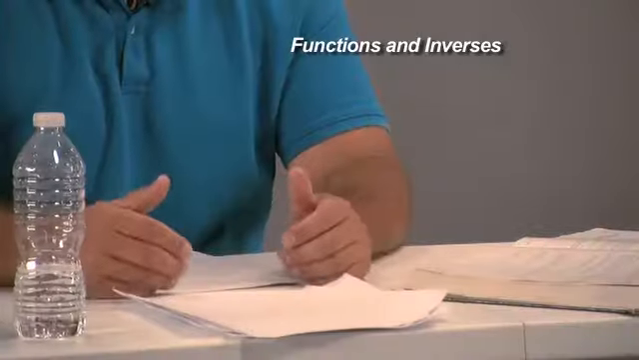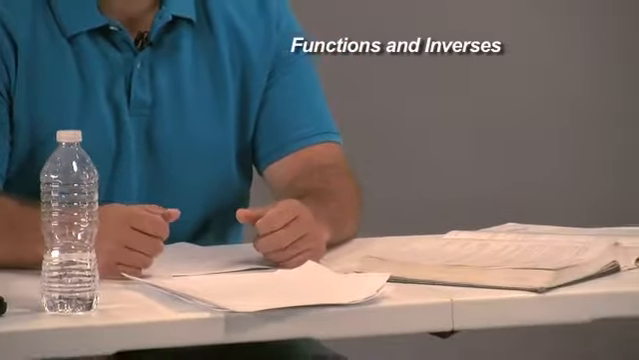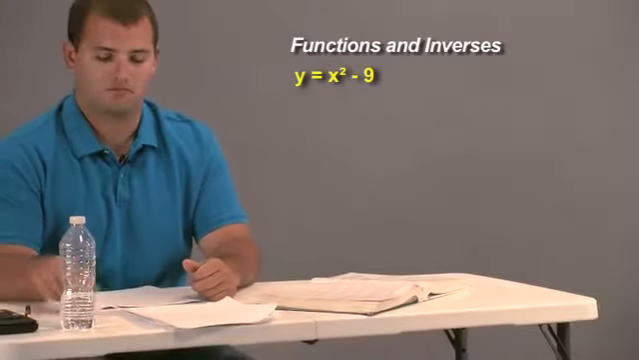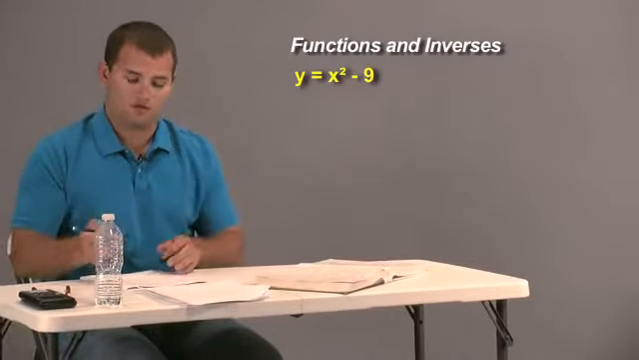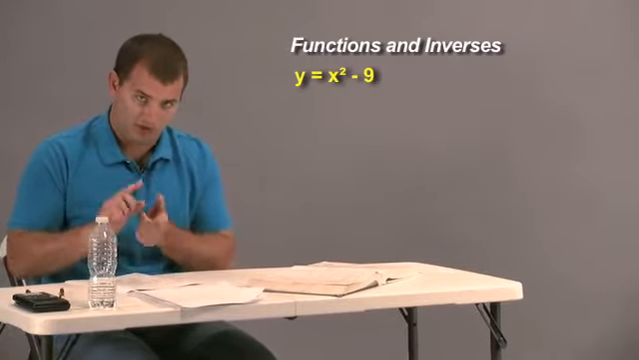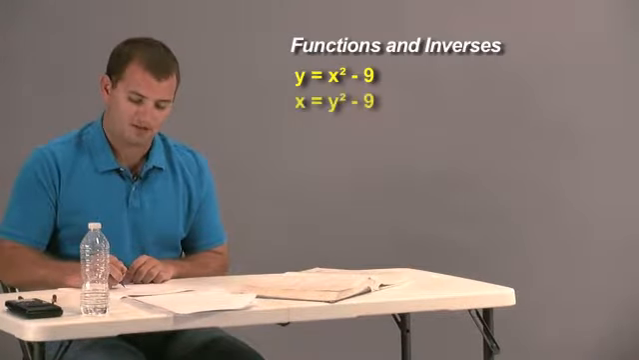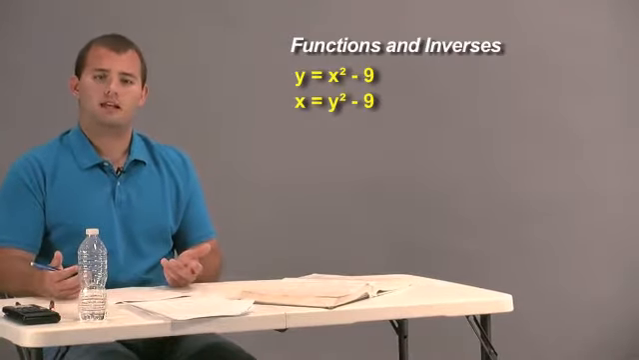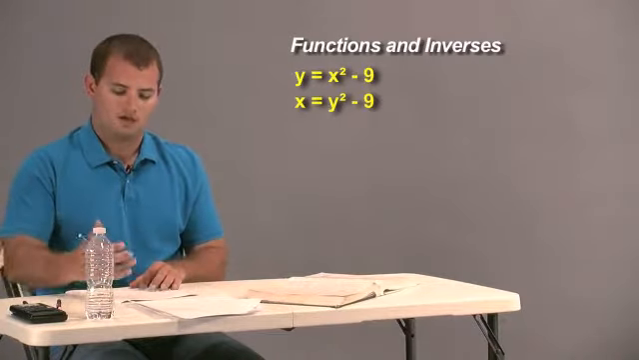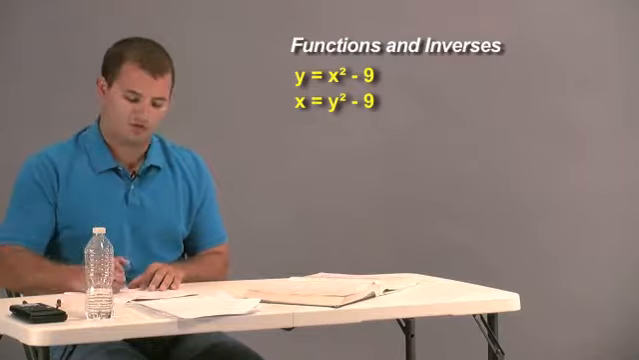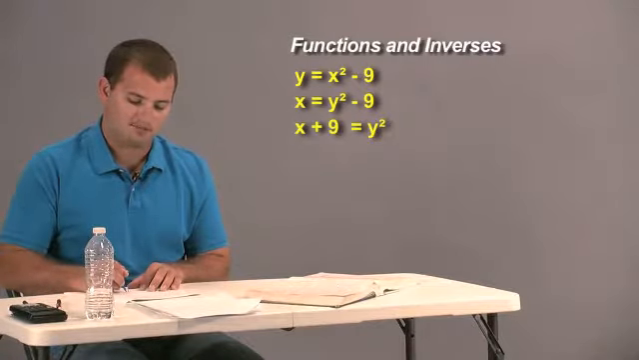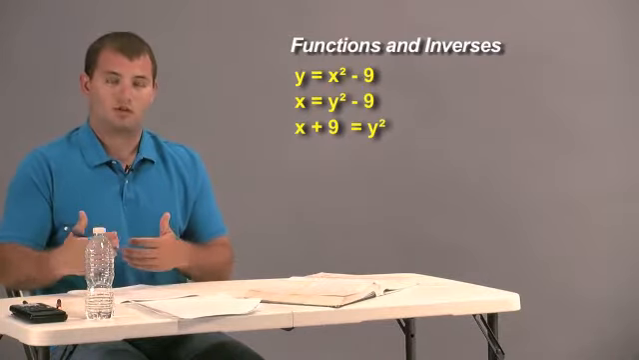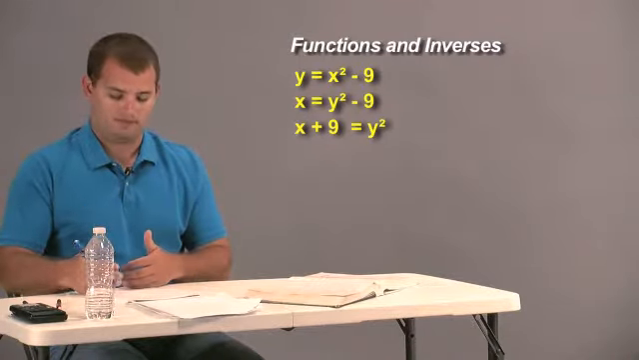Let's work another example and find the inverse of the function we're given. The function is y equals x squared minus 9. So our first step should be to flip the variables, so I'm going to interchange x and y, so it will become x is equal to y squared minus 9. The second step will be solve for y. To do so, I will add 9 to both sides first, so it becomes x plus 9 is equal to y squared. And then I will take the square root of both sides to isolate y.